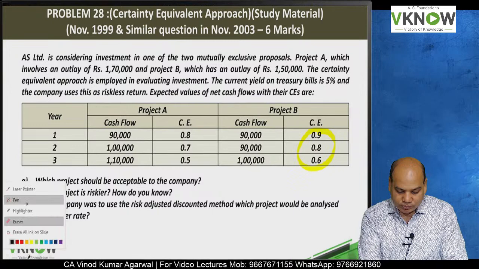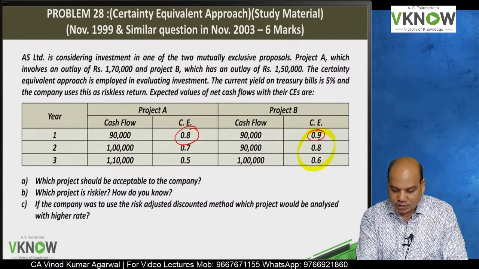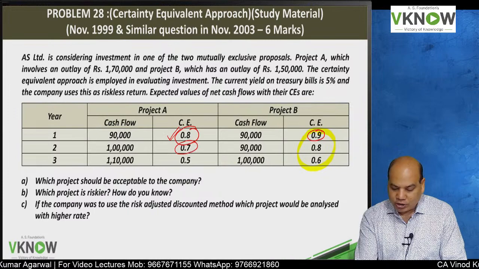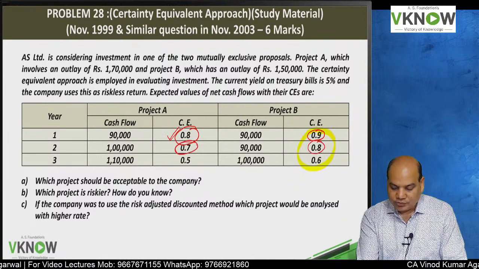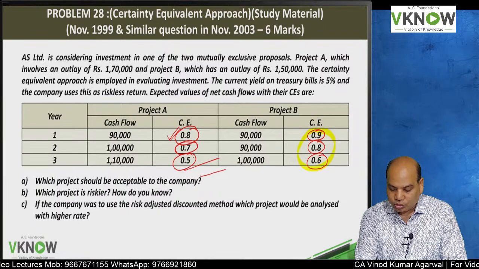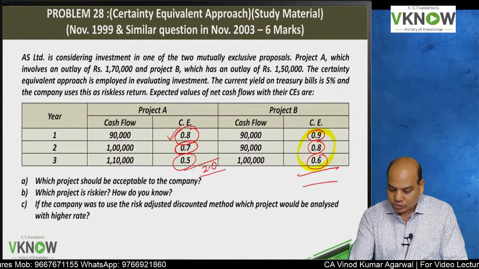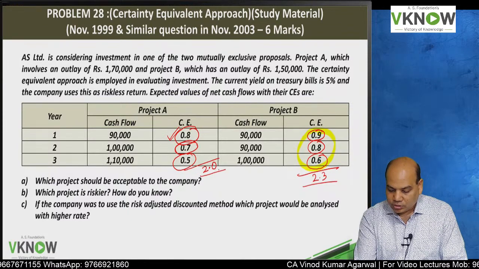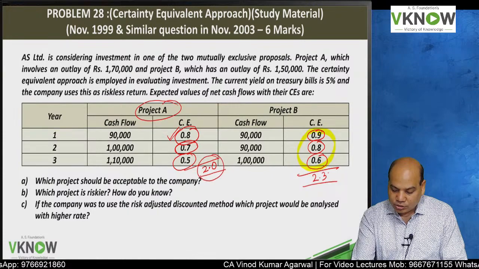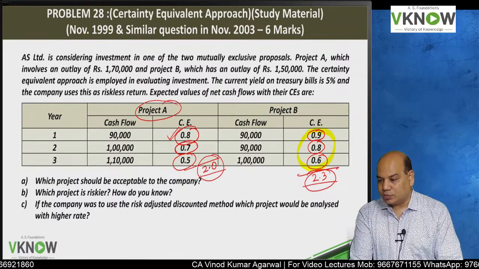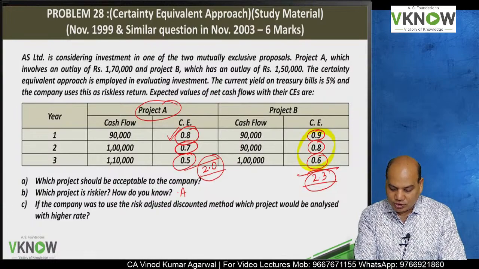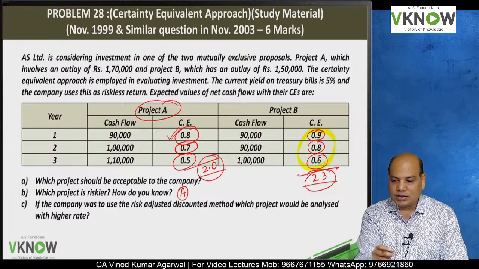Now you see, this is 0.8, this is 0.9. Year 1 cash flow is riskier than project B because CE is lower. Same thing for year 2 also. Lower CE, higher risk. Same thing for year 3 also. Or other way to compare is to take their total. This total is 2.0. This total is 2.3. So individual year also, the risk is higher in case of project A, and at the total also, the total CE is lower for project A. Lower the CE, higher the risk. So answer for this question is project A is relatively riskier.